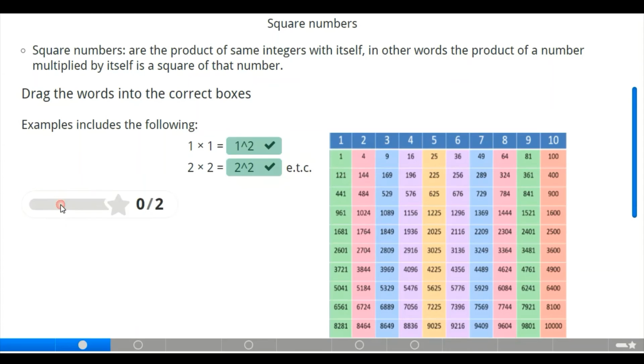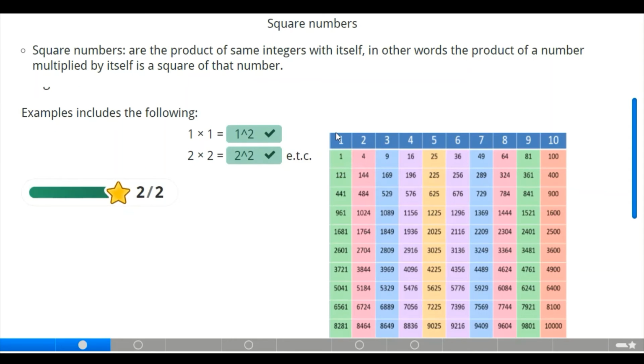So let's check. Now we have an illustration here. Multiply 1 by 1, it gives us 1. Multiply 2 by 2 gives us 4. 3 by 3 gives us 9. 4 multiplied by 4 will give us 16. 5 multiplied by 5 will give us 25. And those are just highlighted examples of how a square number looks like.